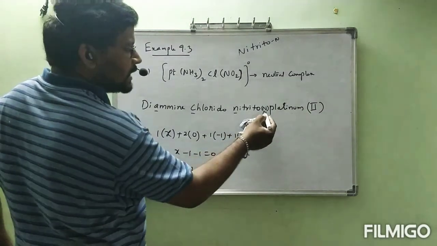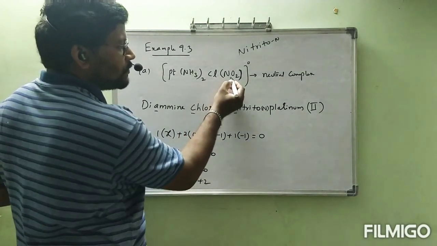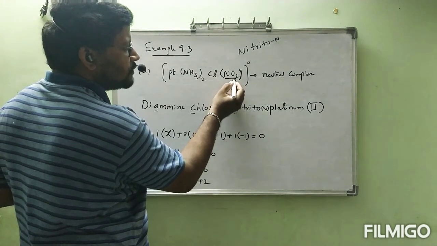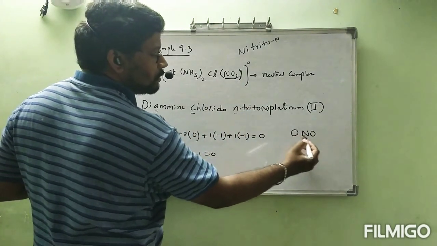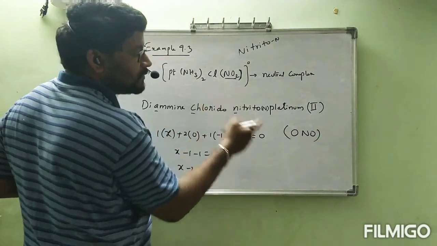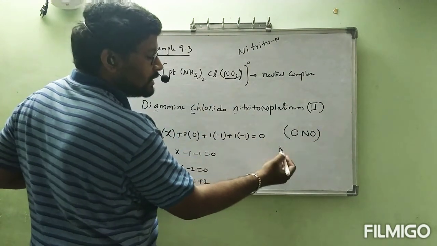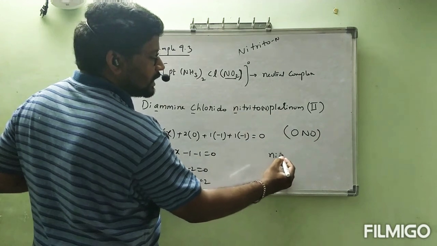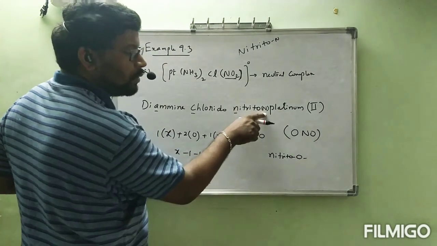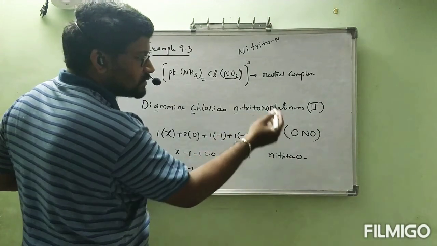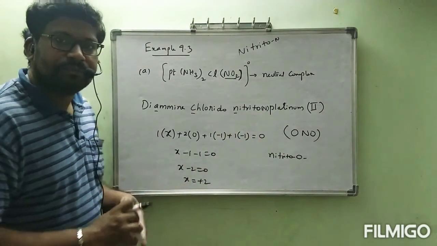Here, how did they write N? They gave NO2. If they give NO2, then we will write N. If they give ONO instead of NO2, then we will write nitrito O.